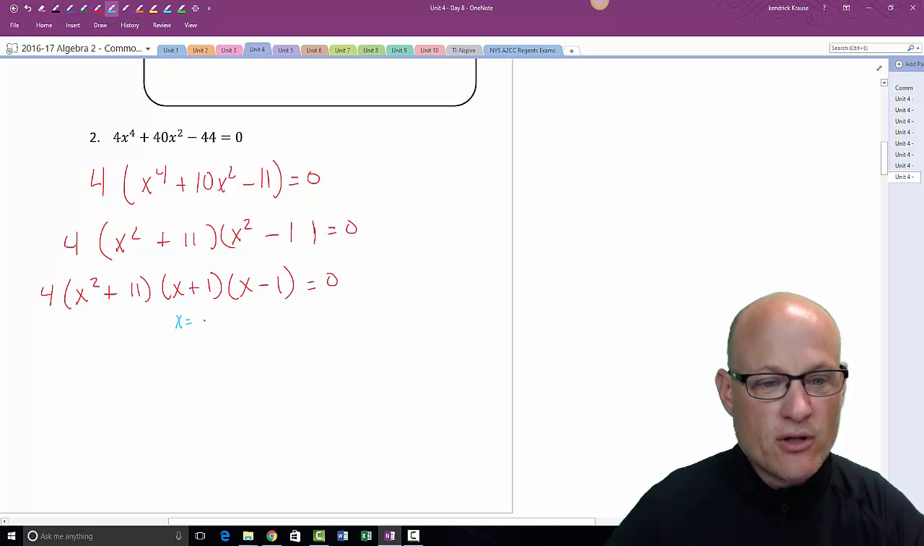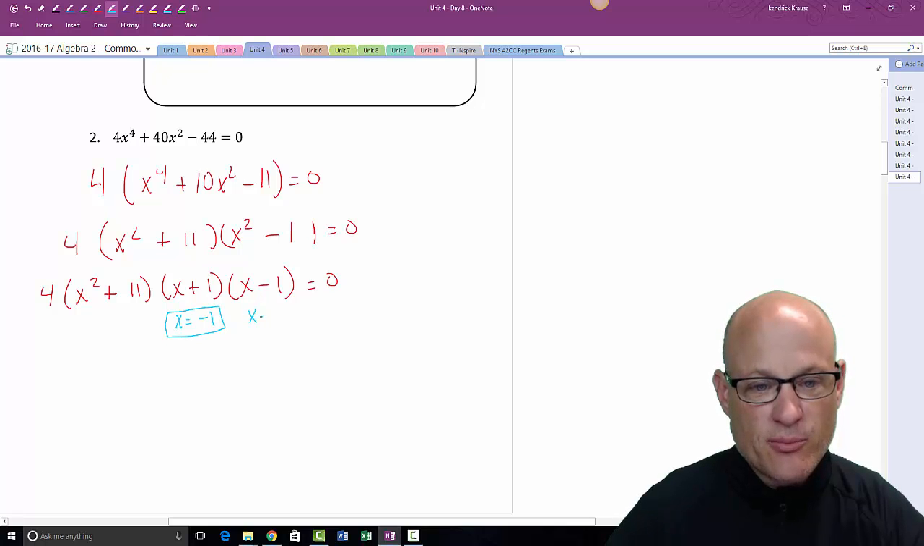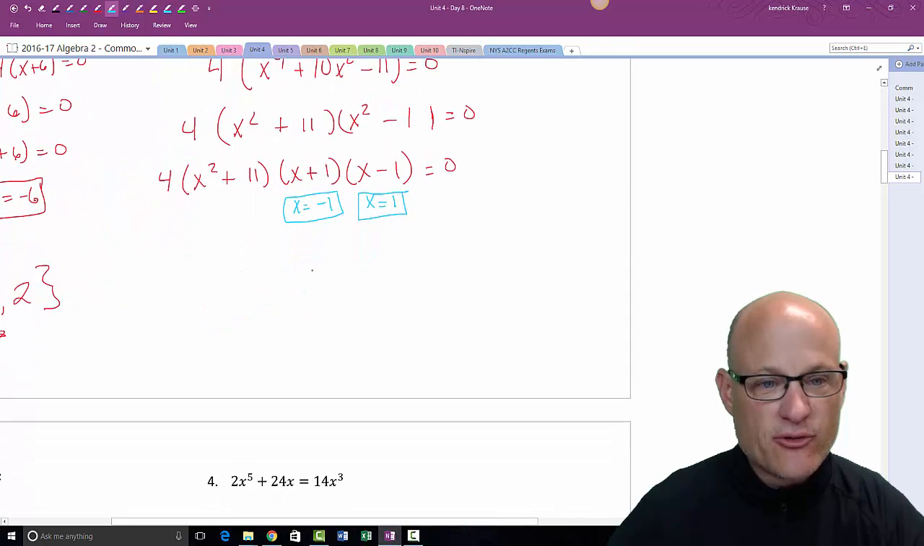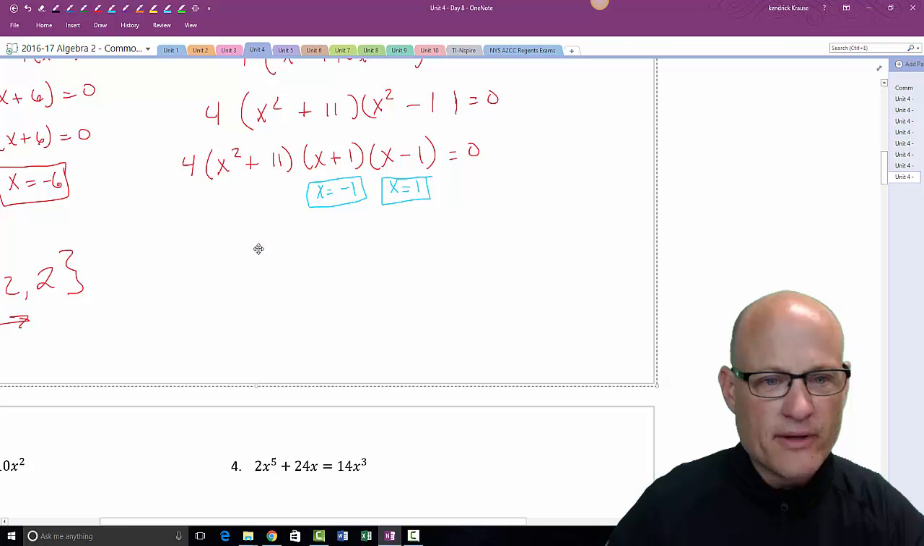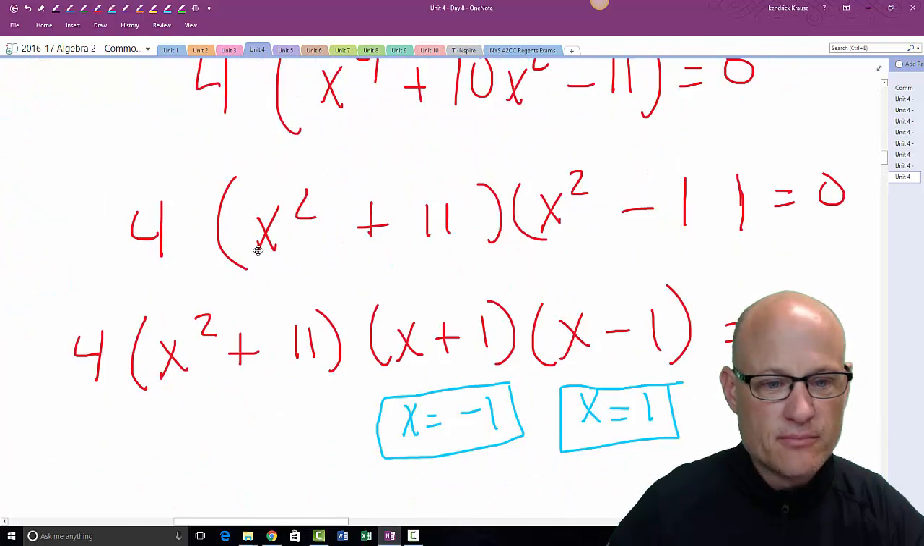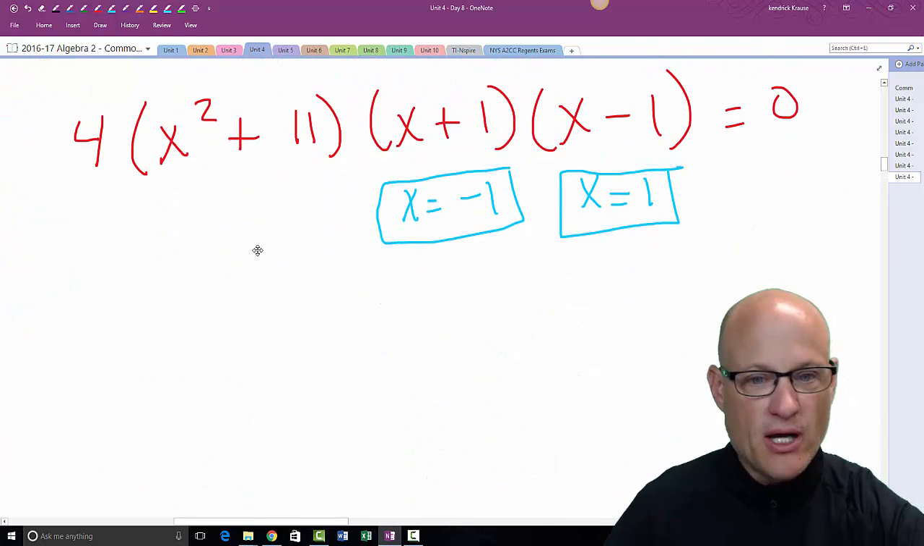This is x equals negative 1. You don't need to show any work on these. These ones are kind of simple. x equals positive 1. This one, however, not so much. Here, I can blow this up. I'll make sure you understand what I'm talking about here. So this one, not so much.